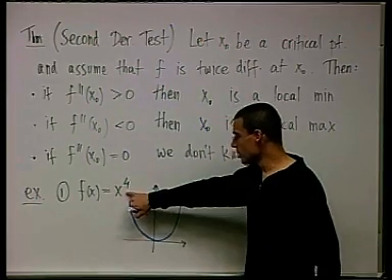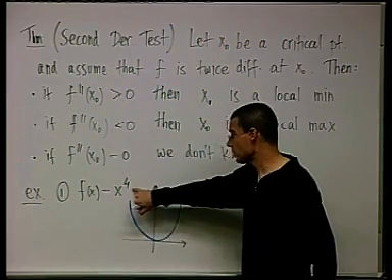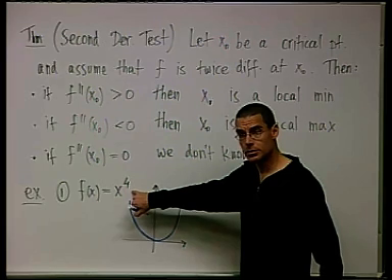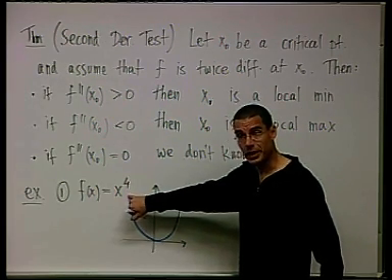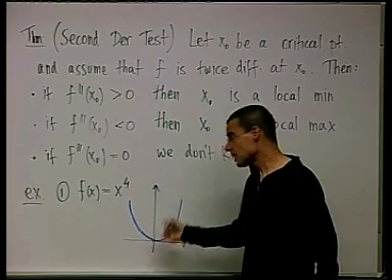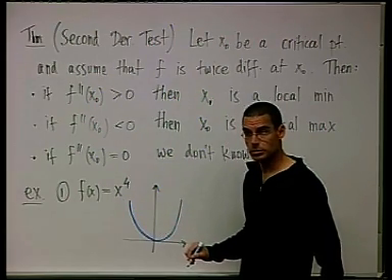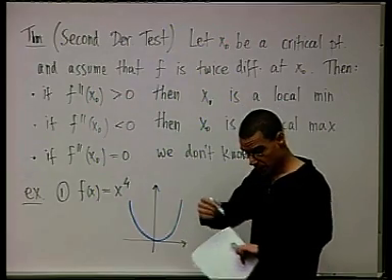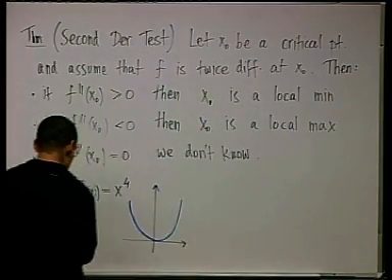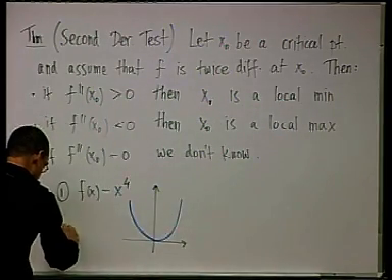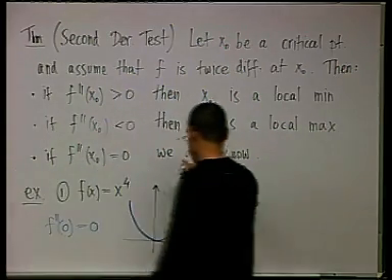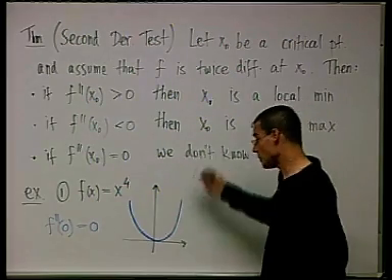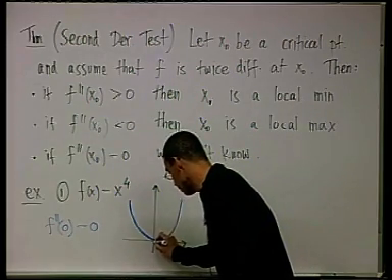So the first derivative is 4x cubed, right? So the second derivative is what? 12x squared. At 0, the second derivative is 0. Does everybody agree? So let me write that. F prime prime at 0 is 0. Okay, so it's this situation, and we don't know, in this case, what's 0?